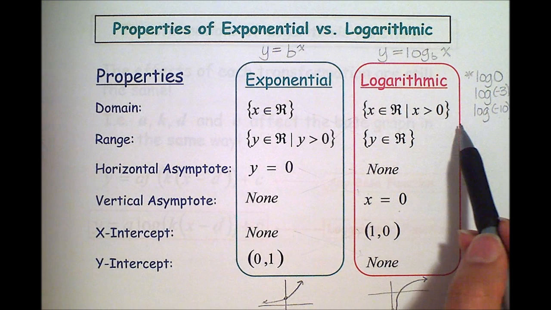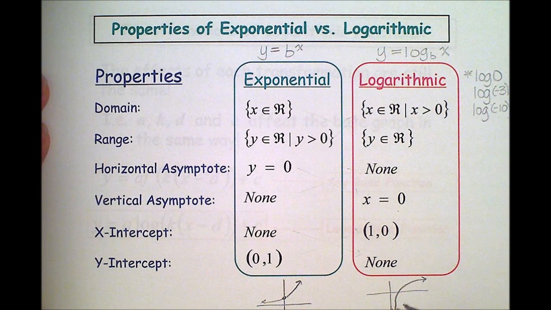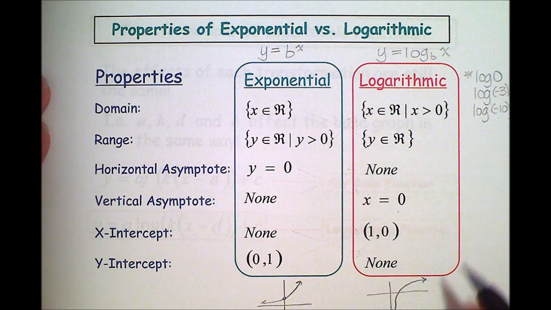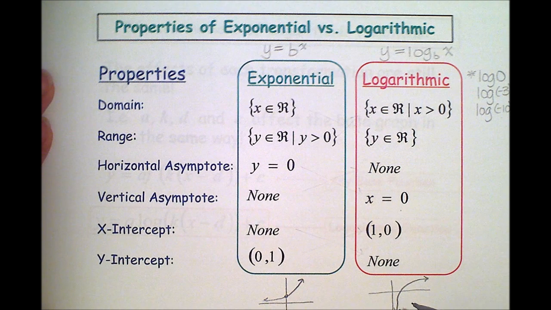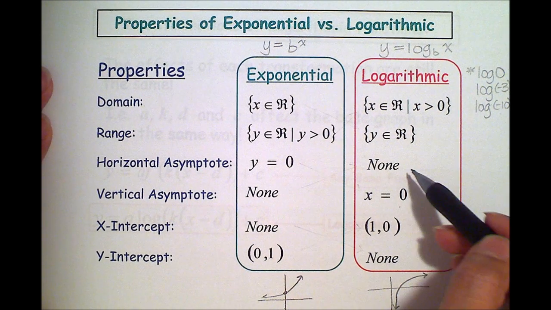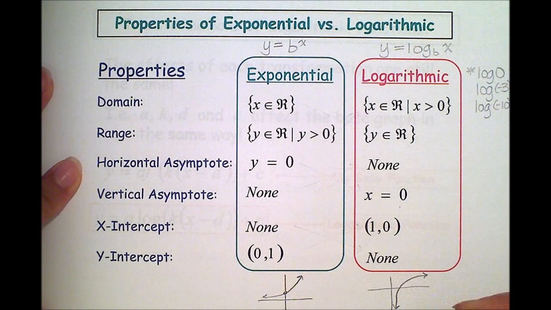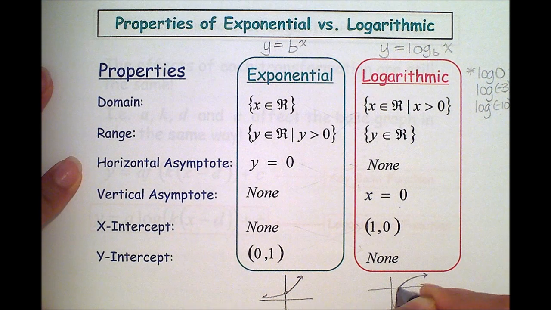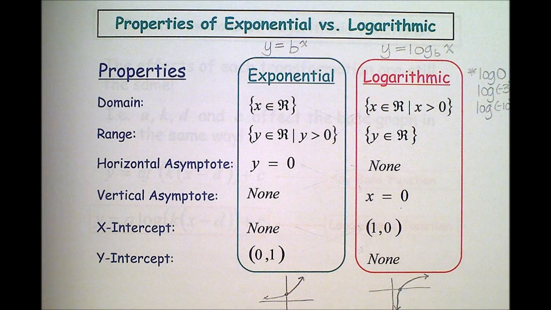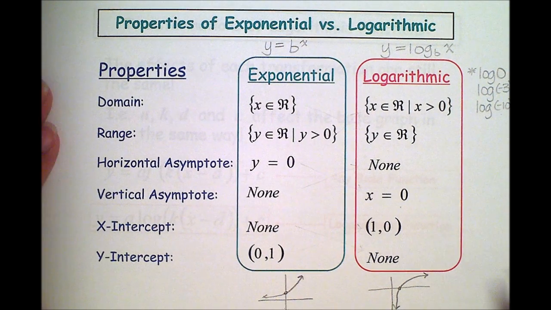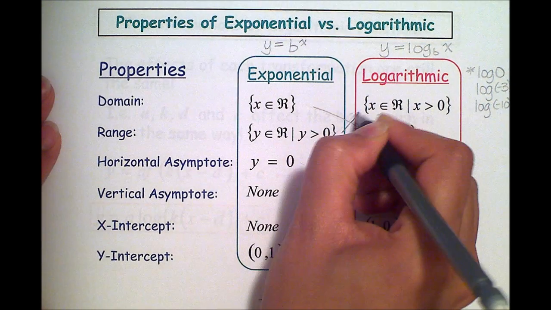So the domain is all real numbers such that x is greater than 0. So you can see that it doesn't go towards the left. The range is all real numbers, so it goes infinitely up and down. In terms of a horizontal asymptote, there are none. In terms of a vertical asymptote, it's at x equal to 0. In terms of an x-intercept, you have a point here at (1, 0), and then you don't have any y-intercepts in this case.